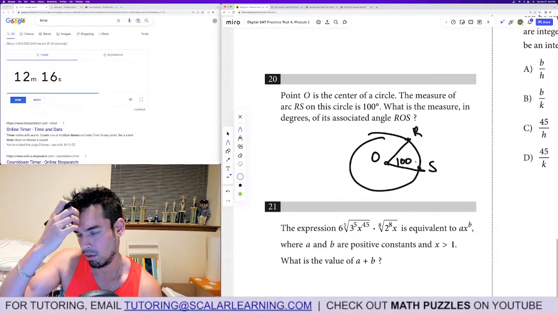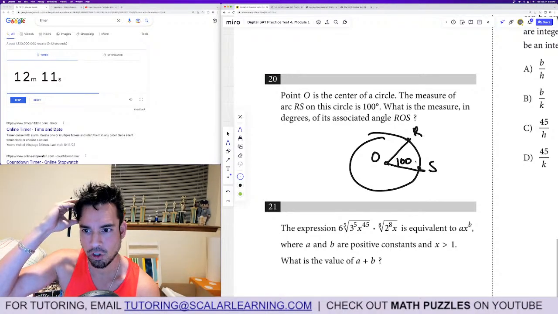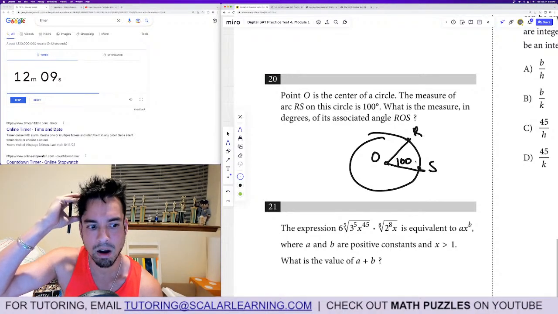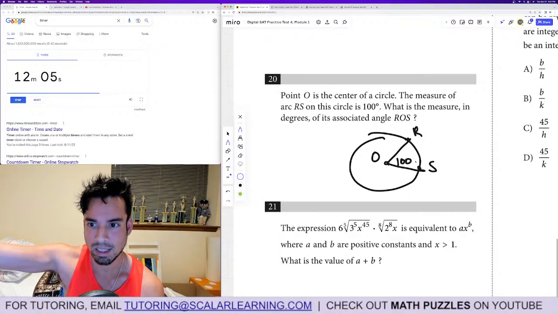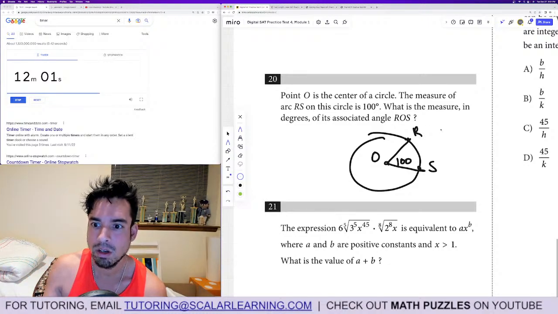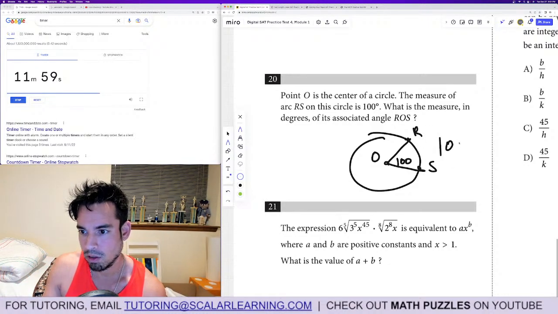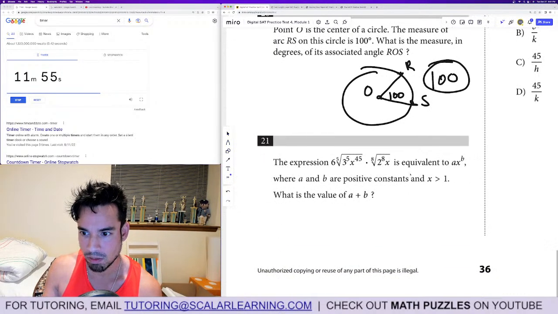Wait, it's the same. Hold on. Am I missing something? The measure of arc RS. So if they say arc, they didn't say arc length. They said arc measure, which is equivalent to that central angle. So the central angle ROS is also 100. Done. 21. The expression is equivalent to AXB.